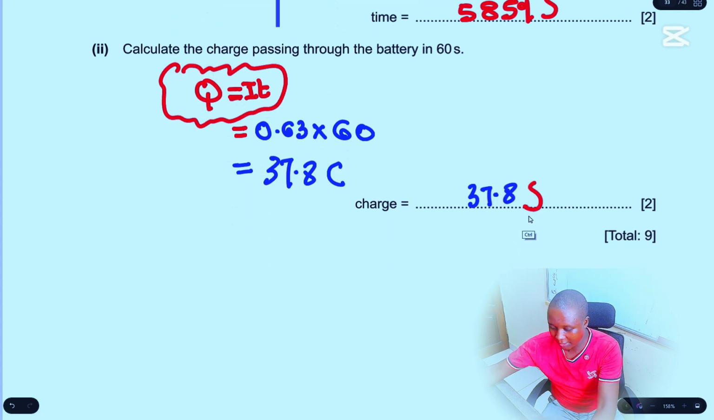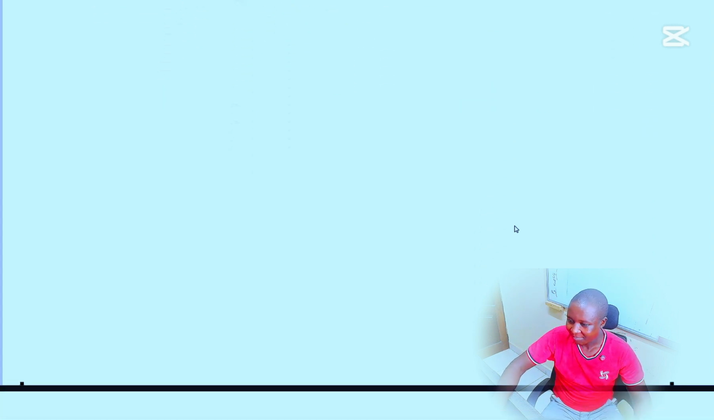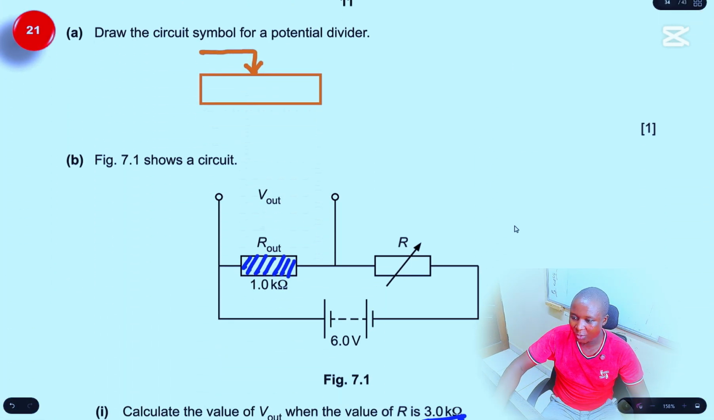Charge is going to be in coulombs. The unit for charge is coulombs. Don't forget that. All right, so moving to question number 21.